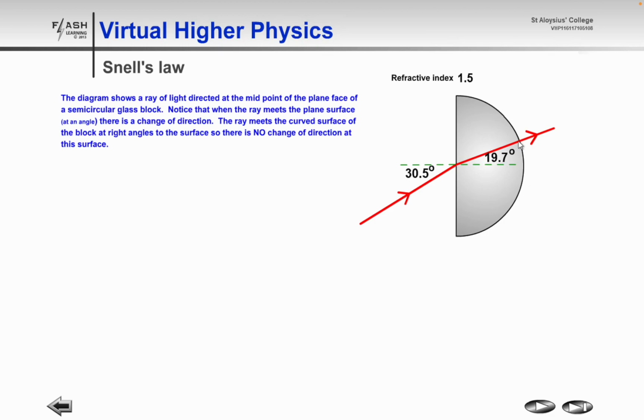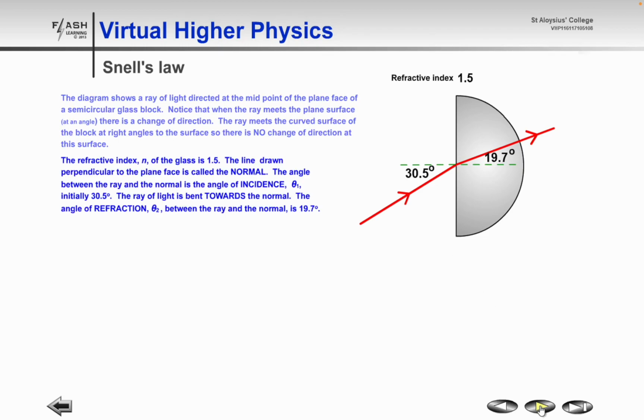You do still get refraction, you do still get a change in speed, but you get no change in direction, which makes it much easier to do the measurements. So that's why we tend to use these semicircular blocks. So at the curved surface, there's no change in direction.